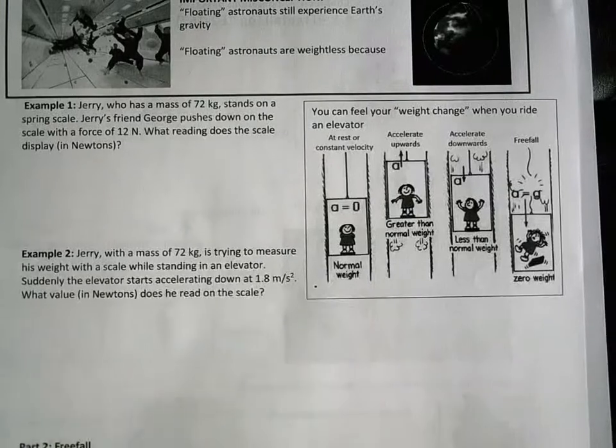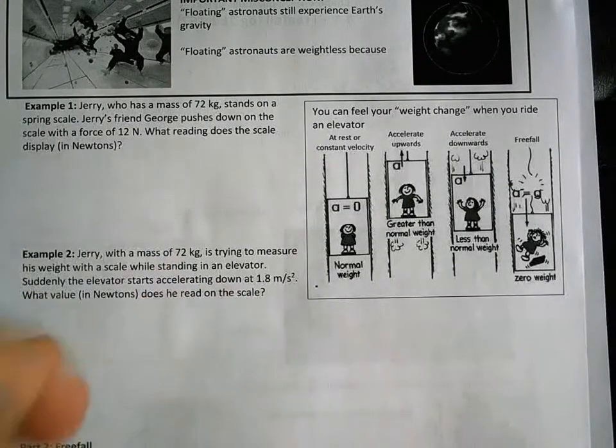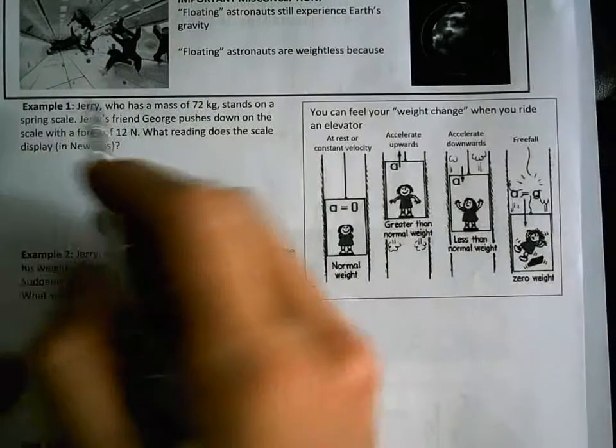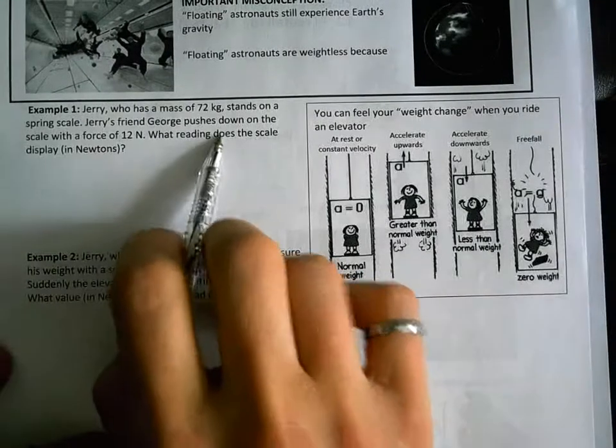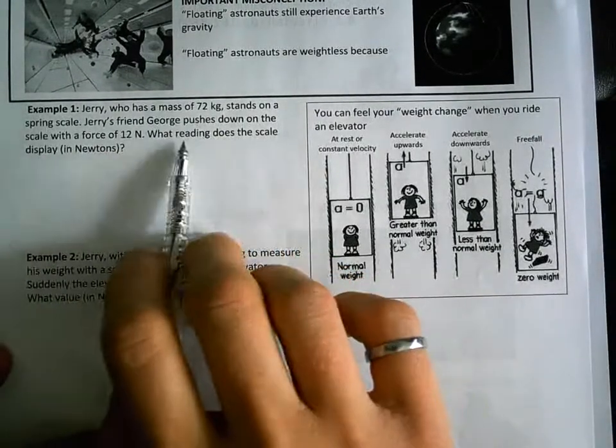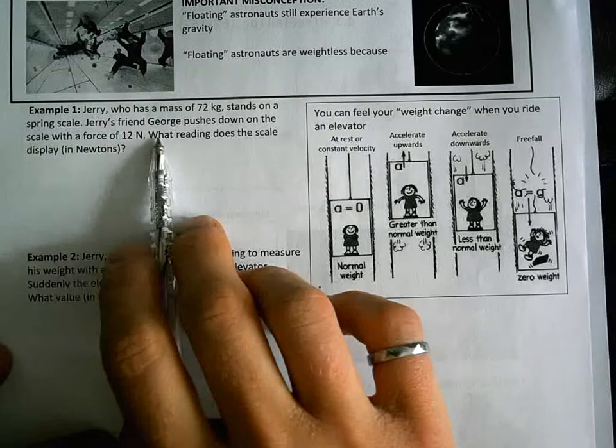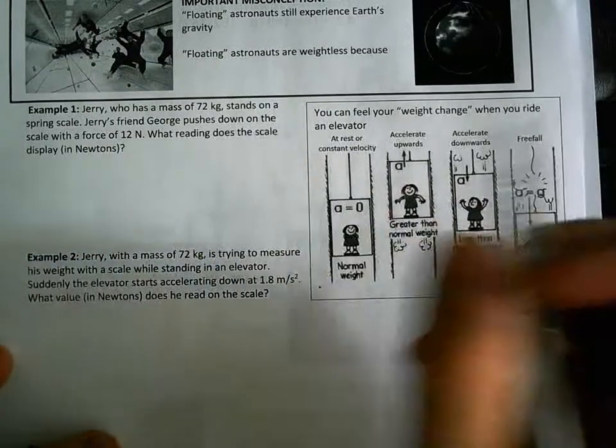Okay, so let's look at these two examples. Jerry, who has a mass of 72 kilograms, stands on a spring scale. Jerry's friend George pushes down on the scale with a force of 12 newtons. What reading does the scale display? Remember what we said on the back of the last page? The scale doesn't actually measure your force of gravity. It measures the normal force.